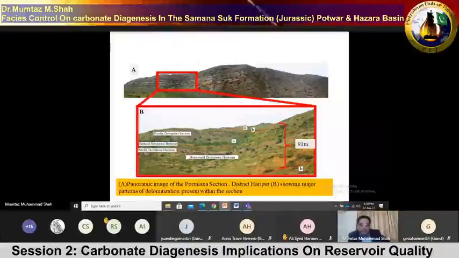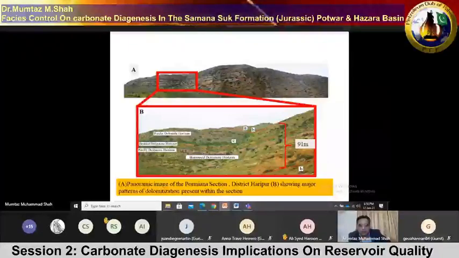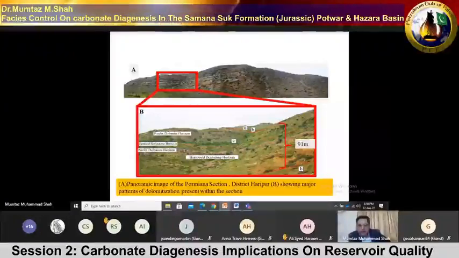Some more outcrops where we have pervasive dolomitization can be observed over here, and we can see a thick dolomite and then a thick limestone present over here. Similarly, in this particular succession as well, we have dolomite which is underlain by a limestone succession, which indicates the presence of interbedded limestone and dolostone succession in the study area.